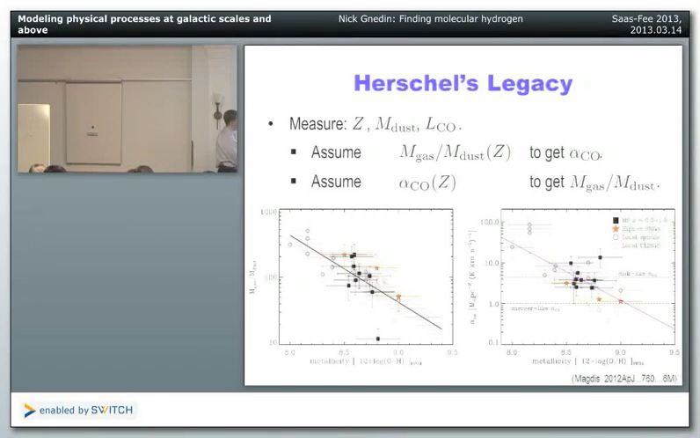Then if you know this, by multiplying it by dust, you get gas, and taking those two together, you get this alpha CO. Or you can do it the other way. You can assume you know what alpha CO is, then you can get the dust to gas ratio in the galaxy. But you cannot do everything. So here is a case where they assume alpha CO and get the gas to dust ratio, or they can assume the dust to gas ratio and then get alpha CO measurements.